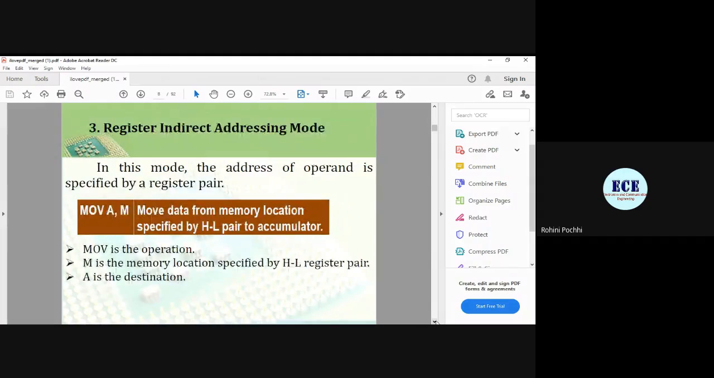Third one is register indirect addressing mode. In this mode, the address of the operand is specified by a register pair. As we had already studied in the block diagram, there are pairs BC, DE, and HL. For example, MOV A, M: move data from the memory location specified by the HL pair to the accumulator. Here MOV is the operation, M is the memory location specified by the HL register pair, and A is the destination.